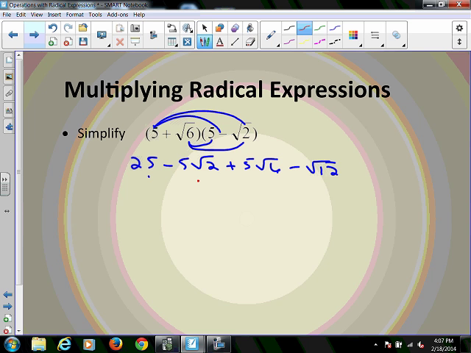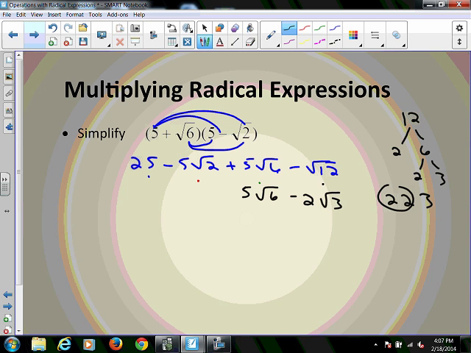Now, can we simplify the square root of 6? No, we can't. Can we simplify the square root of 12? Not quite sure, so we need to tree it. It does look like we have a group of 2. So we have 2 times the square root of 3. Bring everything else down. Now, since we've simplified every term, do we have any radicands that are the same? No, we don't. So we have our answer.